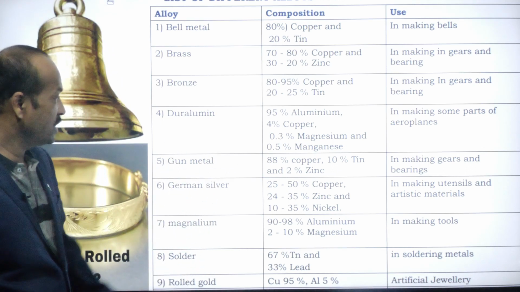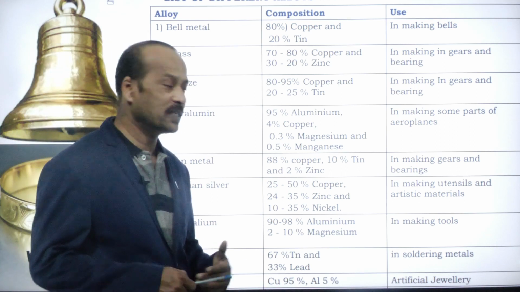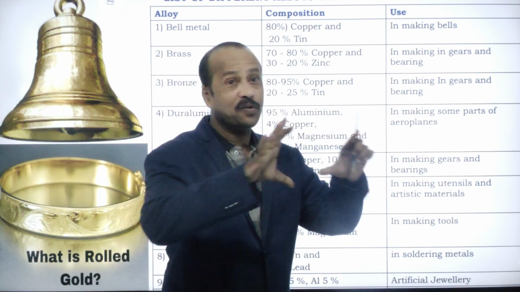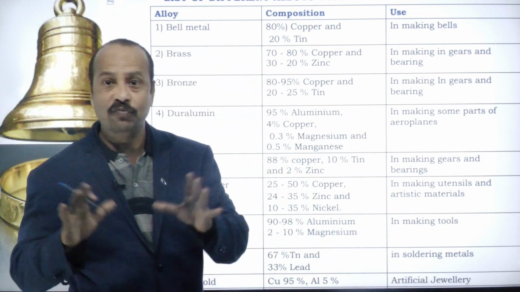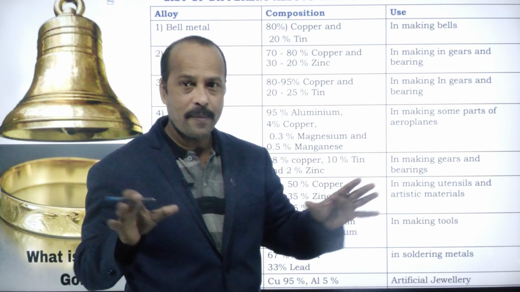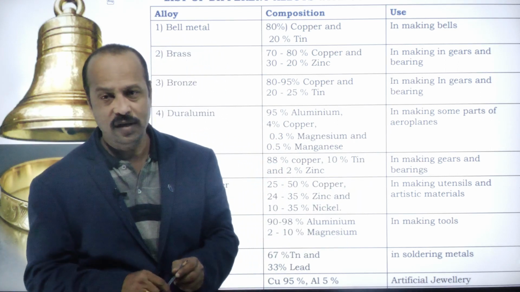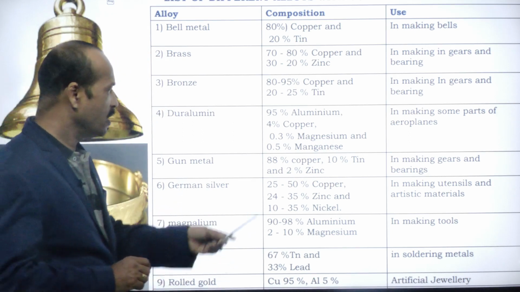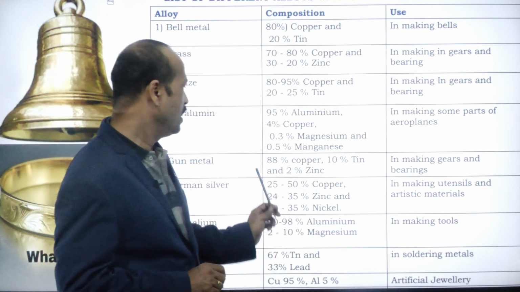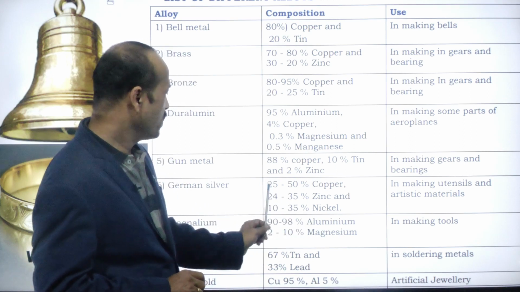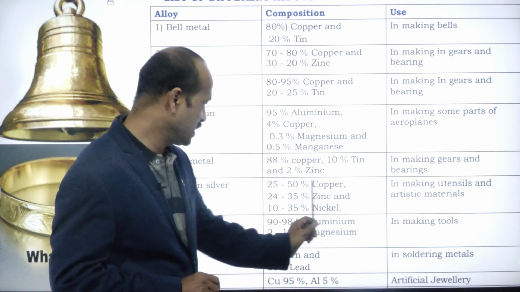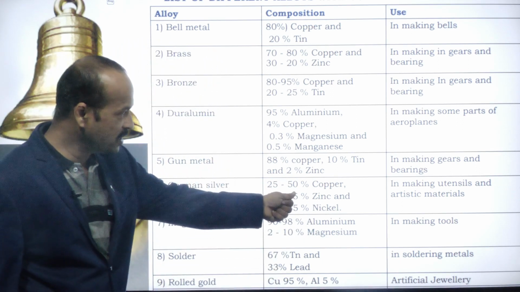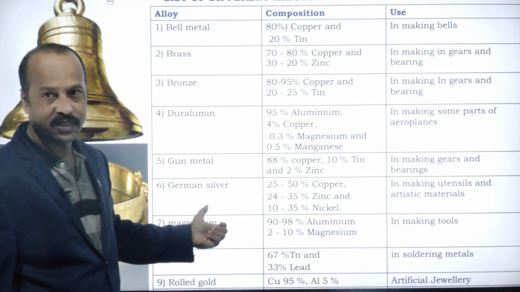Then come to German silver. Generally it is used in utensils and also artistic materials, like photo frames and statues. This is again copper, zinc and nickel, but copper is only 25 to 50%, 24 to 35% is zinc, and 10 to 15% is nickel. These are the materials mixed in making German silver.